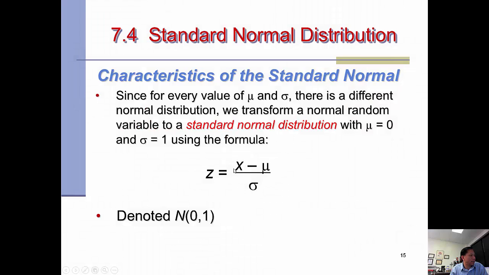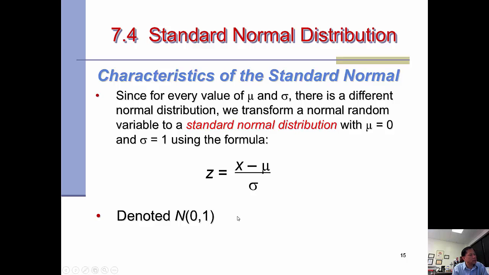So we take each and every one of the observations in the data, deduct the mu, the mean, from it, and divide it by the standard deviation. We get the Z score, and that Z score also follows a normal distribution. But this new, standardized normal distribution has a mean of 0 and a standard deviation of 1. And then all the normal distributions will have the same shape.